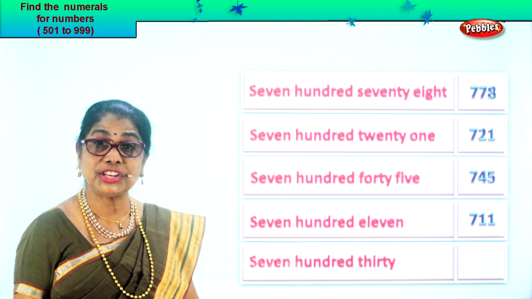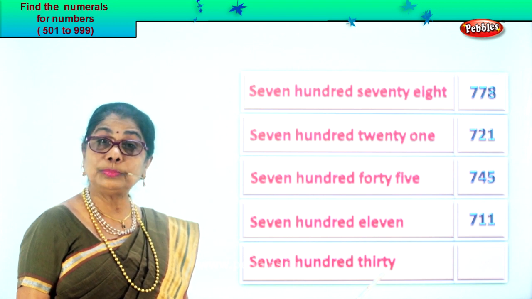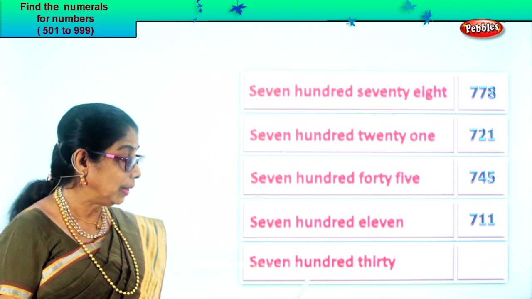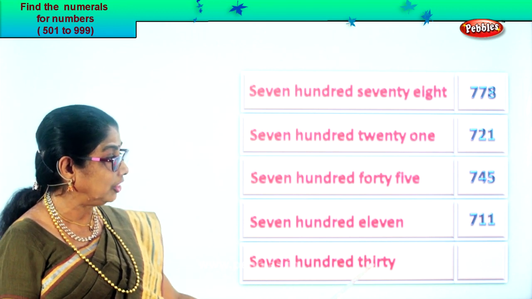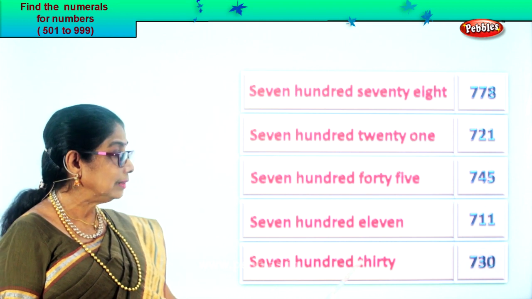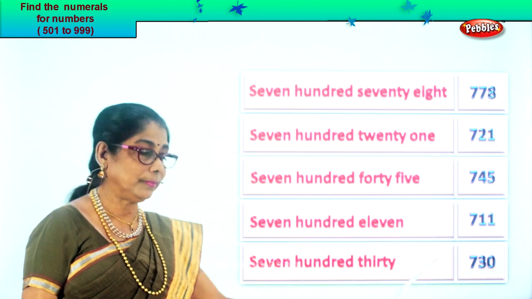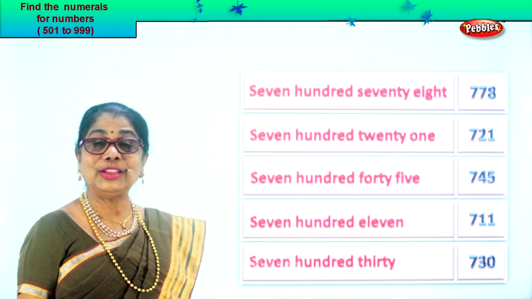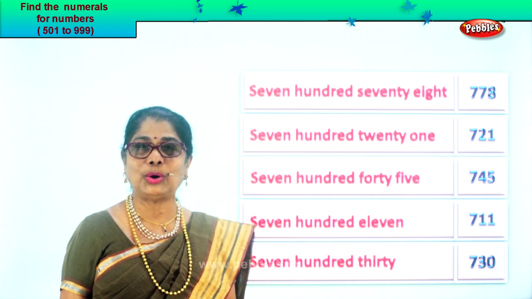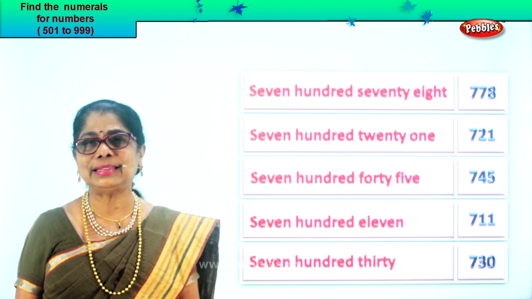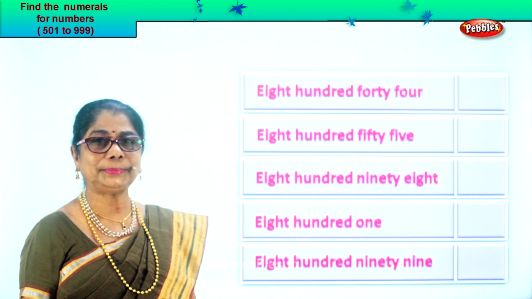730. 30 means 0 in the 1s place, 3 in the 10s place, and in the 100s place, 7. 730. So you have 730. You learn to read the number name and place the correct numeral in the box. Did you enjoy the exercise? Good. Let's take another exercise. Here we are.